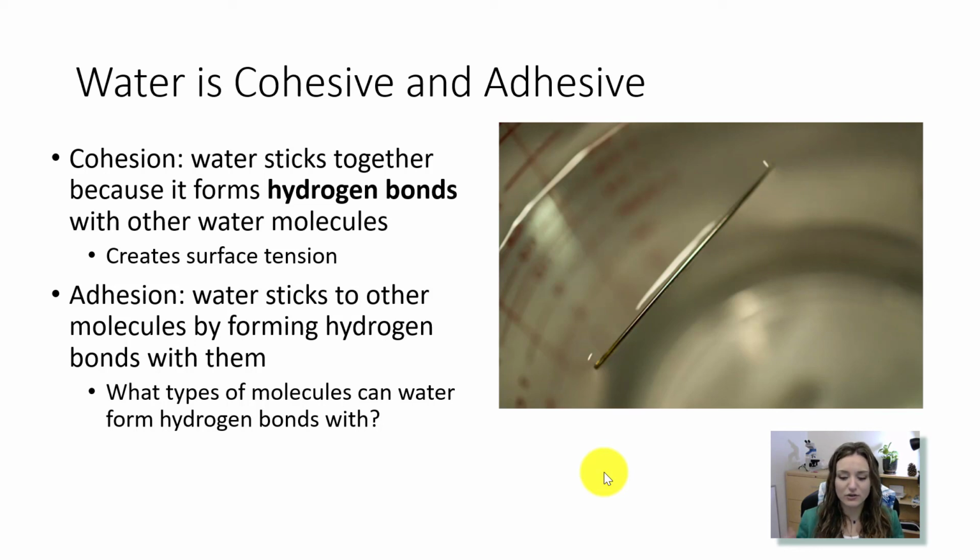Adhesion and cohesion is how water is pulled up a plant, right? Plants absorb water from their roots, they pull it up through the rest of their bodies, and that's a process of cohesion, water molecules sticking to each other, as well as adhesion, water molecules sticking to the little tubes inside the plant.